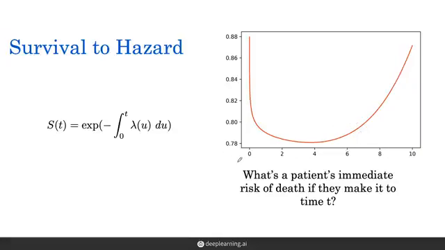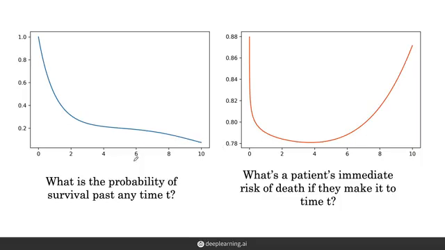Now, the hazard function can actually be used to create the survival function. They're related. And we won't jump too much into their relationship, but all that's important to understand here is that there is a formula which allows us to go from the hazard to the survival. And so we can use that formula to get the corresponding survival curve from the hazard curve.